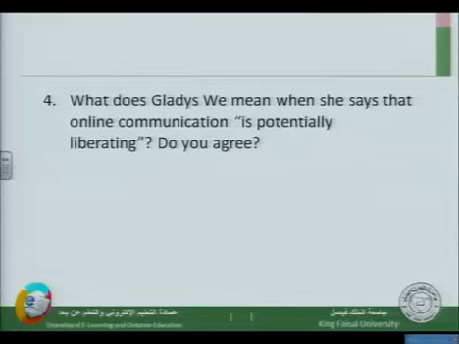Number 4, what does Aglaide's we mean when she says that online communication is potentially liberating? Do you agree? Now, Aglaide's we is another author mentioned in the reading passage, and she said something about online communication, that it's potentially liberating from the pressures of society, situations, that kind of thing. And we ask the question, do you agree with her? Do you agree with this point of view? Okay.